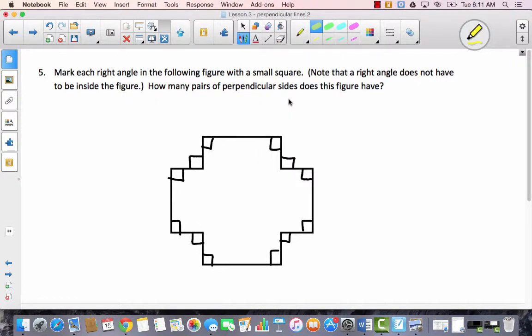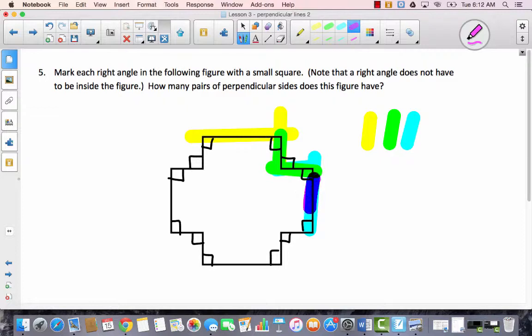I'm going to use a highlighter, and I'm going to start with yellow, okay? So this line is perpendicular to this line, okay? So I'm going to make a tally mark. That's one pair of perpendicular lines, all right? Now, this line is perpendicular to this line, another tally mark. This line is perpendicular to this line, that's another tally mark. You see the idea here. This line is perpendicular to this line.